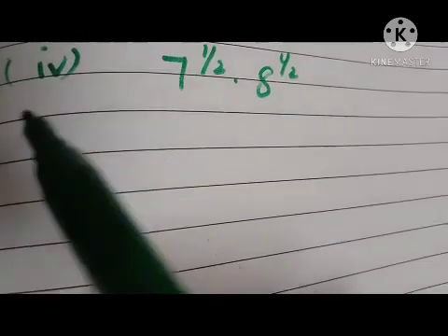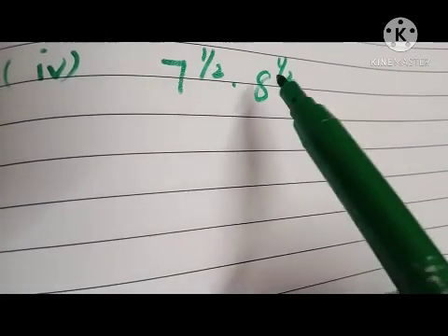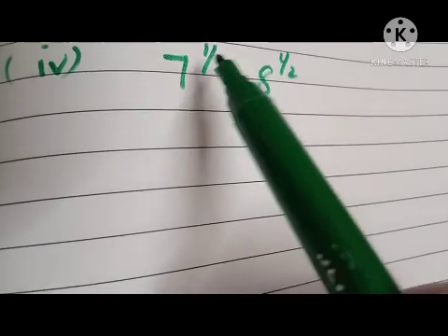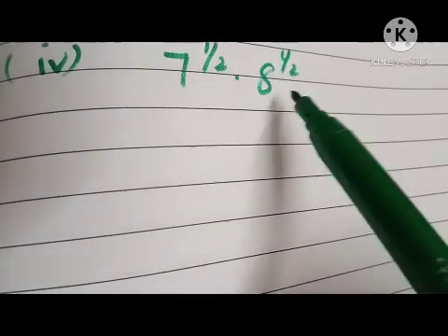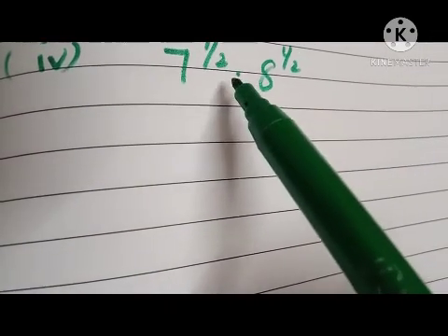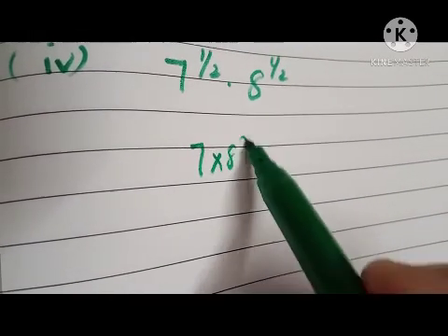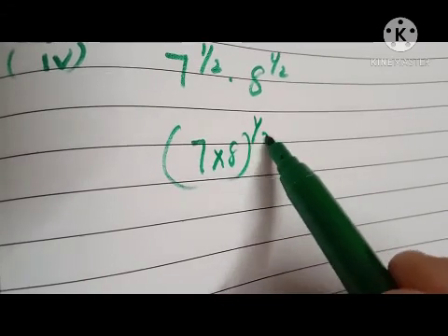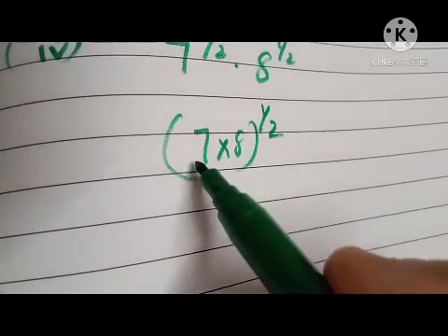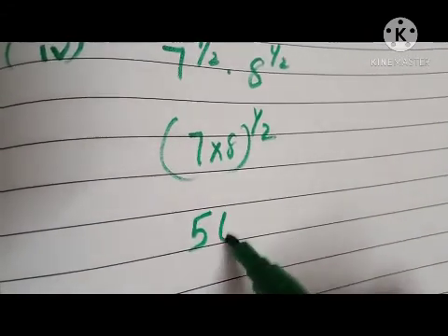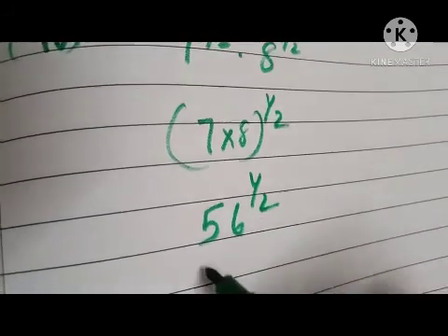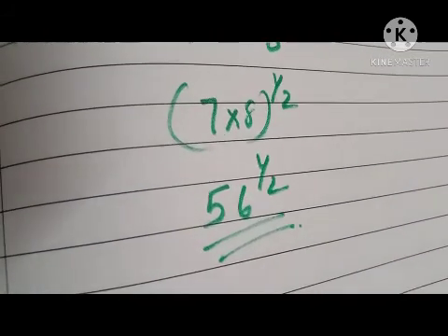Sub question, the fourth one, 7 raised to 1 by 2 into 8 raised to 1 by 2. Here the powers are same, bases are different. Between them the operation is multiplication. So we have to multiply 7 into 8 raised to 1 by 2. The power we have to write only once. Then 7 8s are 56 raised to 1 by 2. This is the answer.